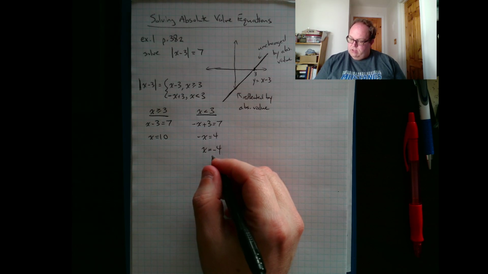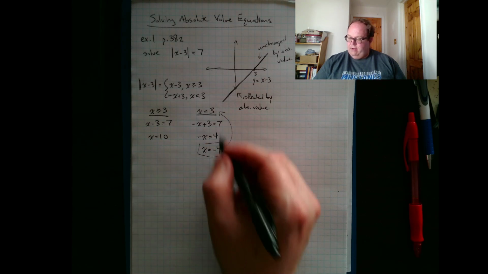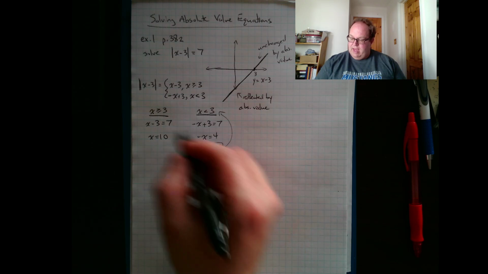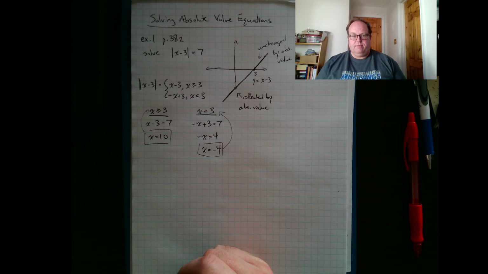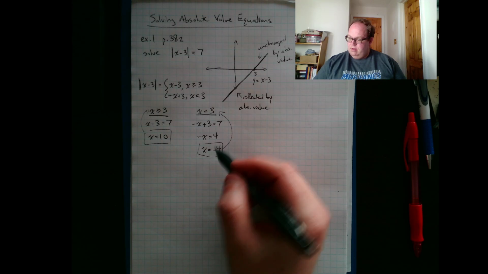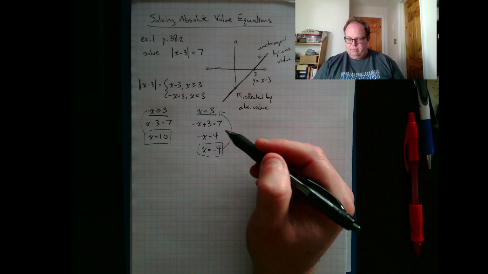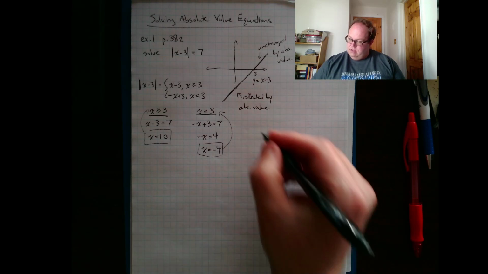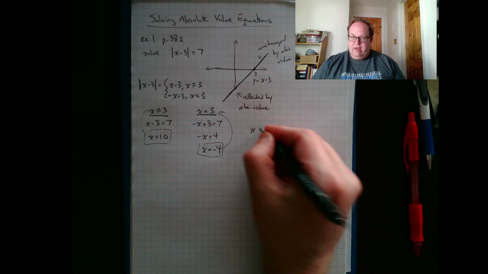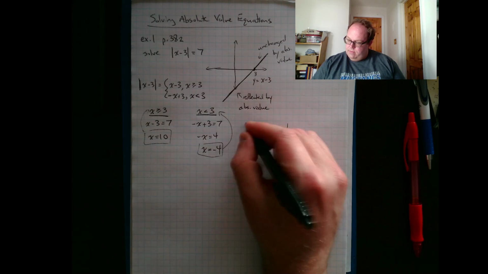Once you get your solutions, you do have to check to make sure they match your initial statement. Negative 4 is less than 3, so that's okay. And 10 is greater than 3, so that's okay. You can go forward and take a check. Negative 4 minus 3 is negative 7, the absolute value of which is 7. 10 minus 3 is 7, the absolute value of which is 7. Both solutions are valid, and x could equal negative 4 or 10, and be fine.